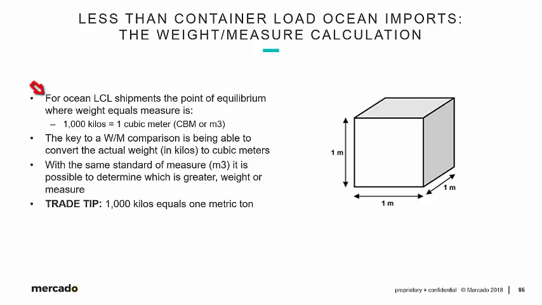We'll set up the math in the next section with this last slide here. For ocean LCL shipments, the point of equilibrium where weight equals measure is 1,000 kilos equals 1 cubic meter, also known as a CBM. The key to a weight or measure comparison is being able to convert the actual weight in kilos to cubic meters or express the actual weight in cubic meters. 1,000 kilos equals 1 cubic meter. With the same standard of measure, this cubic meter, it is possible to determine which is greater, weight or measure. And we said this a couple of times, but we like to be thorough here at Mercado. So we'll say as a trade tip, 1,000 kilos equals 1 metric ton equals 1 CBM.